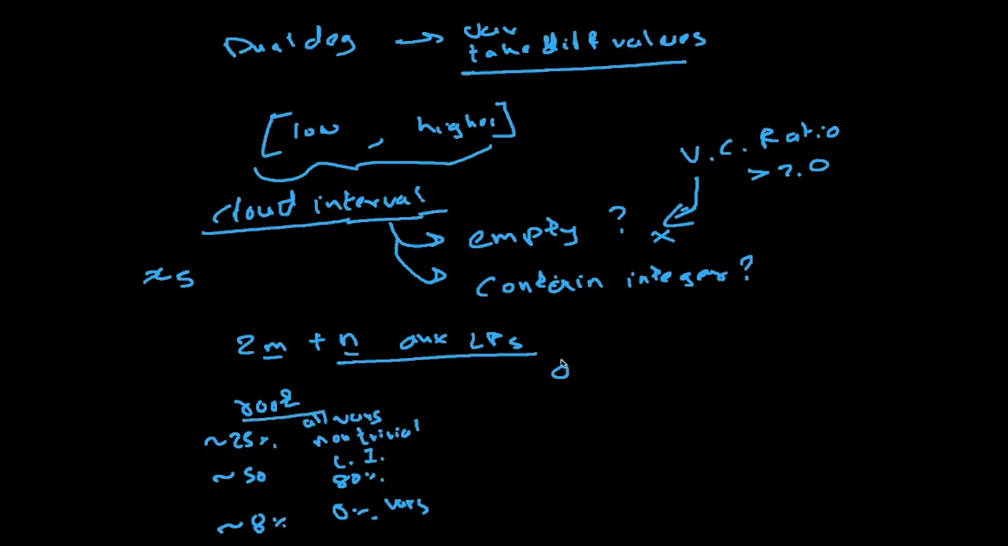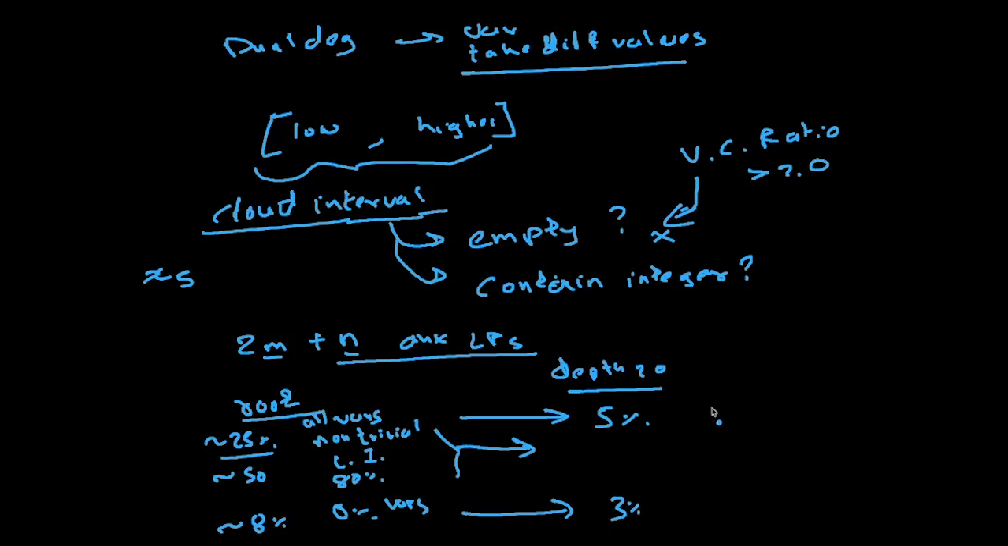And what about at higher depth, so depth 20? It turns out that this is roughly the same, but the two extremes basically reduce. So the 25% for all variables reduces to 5%, and the 8% number where none of these variables had a non-trivial cloud interval, so all of the variables had trivial cloud intervals, reduced to 3%. So the extreme cases basically dropped.